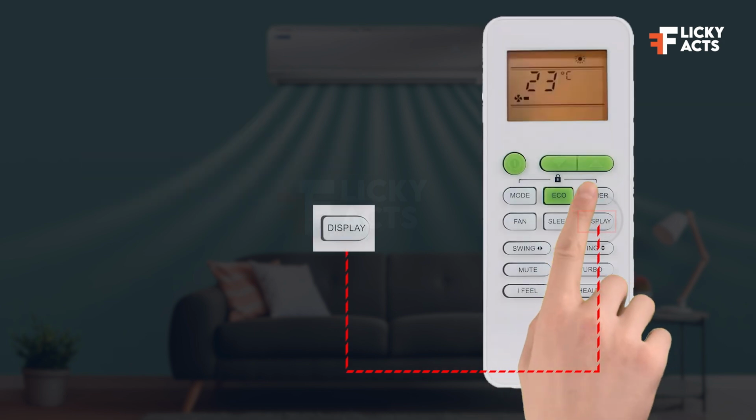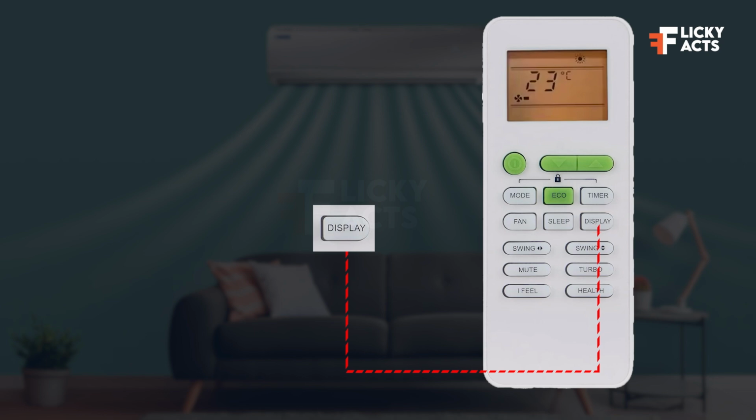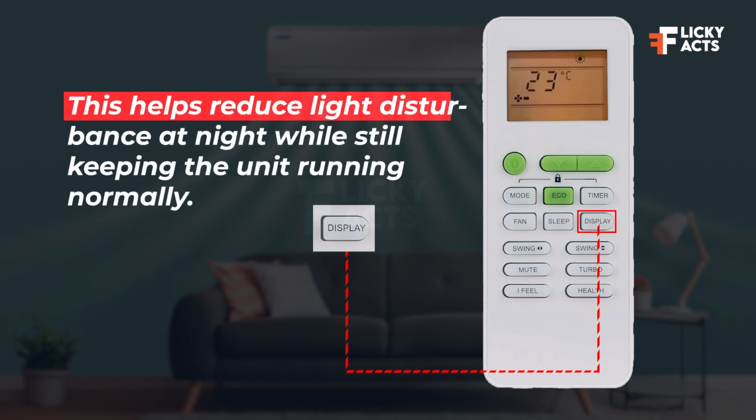Press the display button to turn the AC's screen light on or off. This helps reduce light disturbance at night while still keeping the unit running normally.